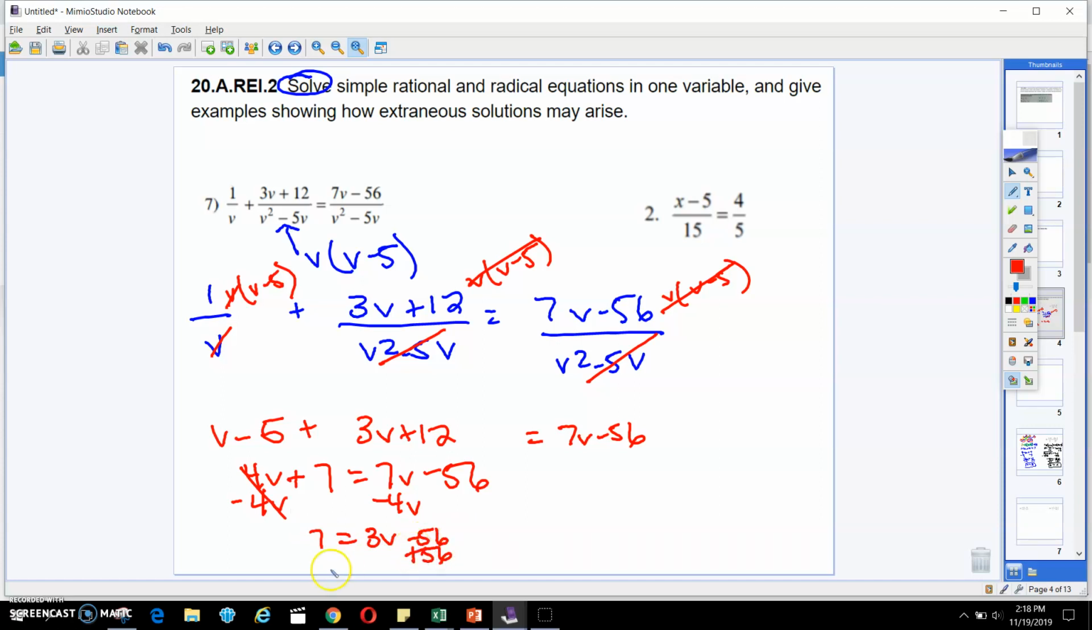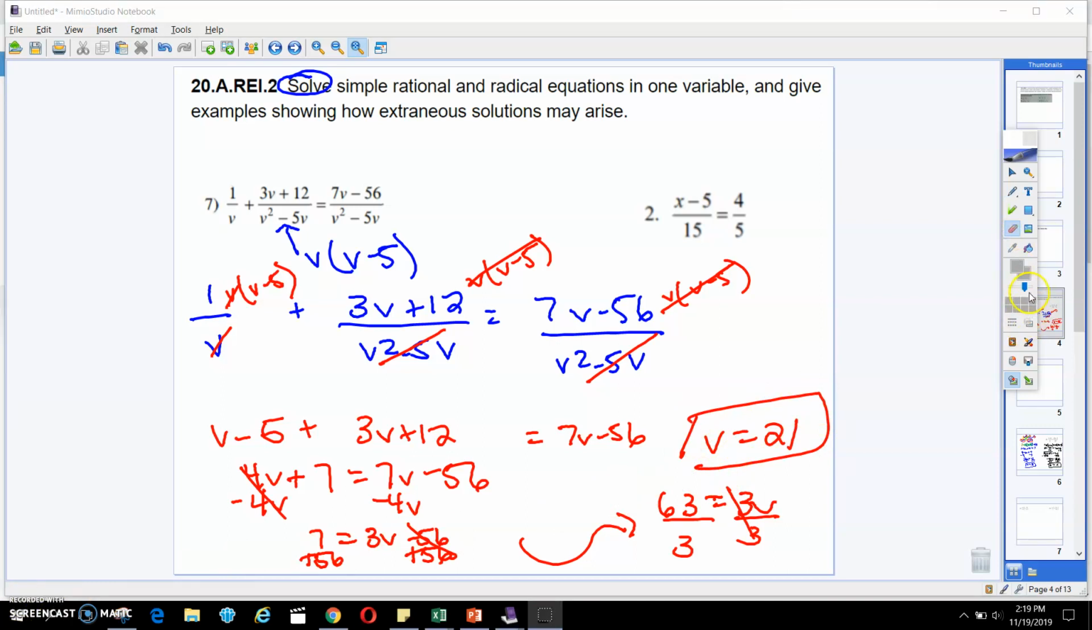I'm going to add 56 to both sides. So that'll give me 63 equals 3v. Divide by 3 on both sides. v equals 21.